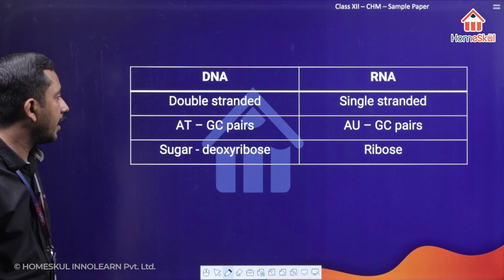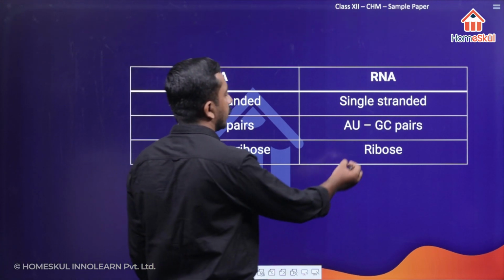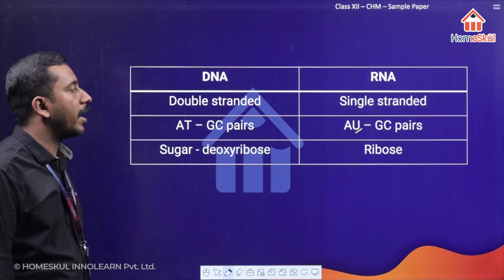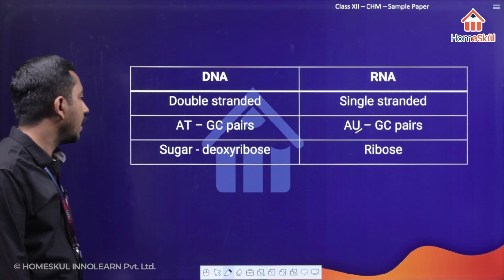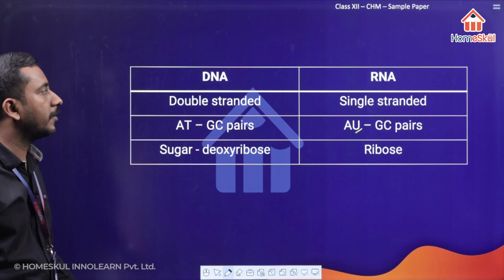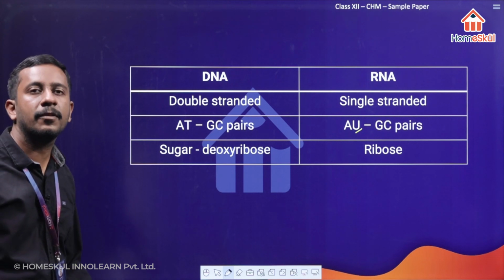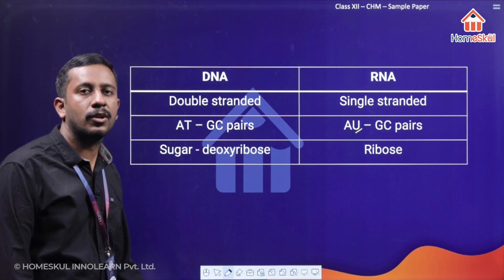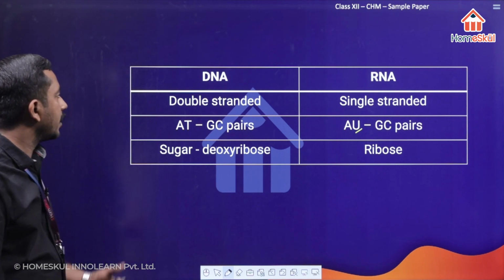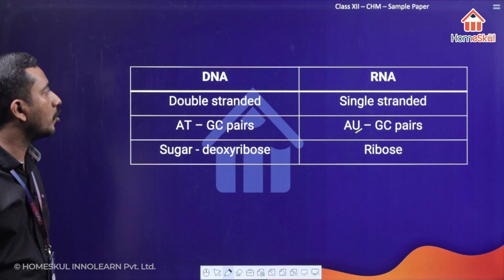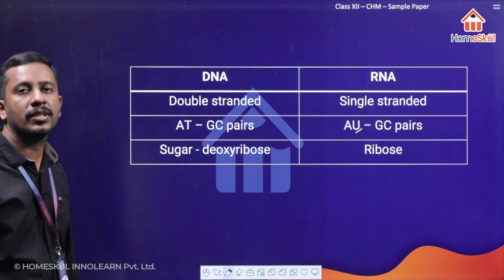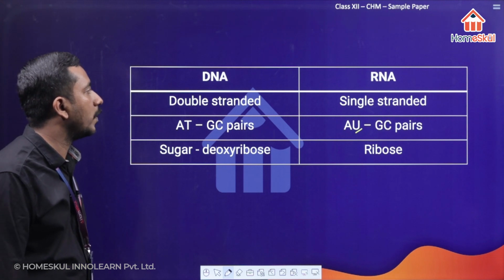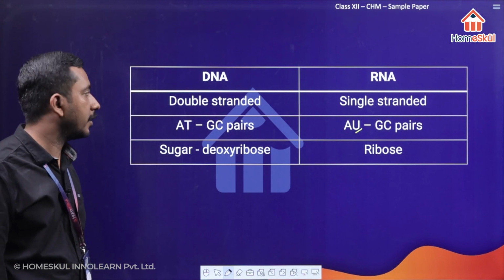Whereas in RNA, thymine has been replaced by uracil. That means the complementary pairs in RNA are adenine-uracil and guanine-cytosine. There is also a difference in the sugar, which is evident from the name. The sugar in RNA is ribose, hence ribonucleic acid, and the sugar in DNA is deoxyribose, hence the name deoxyribonucleic acid. Okay, so those are the structural differences between DNA and RNA.